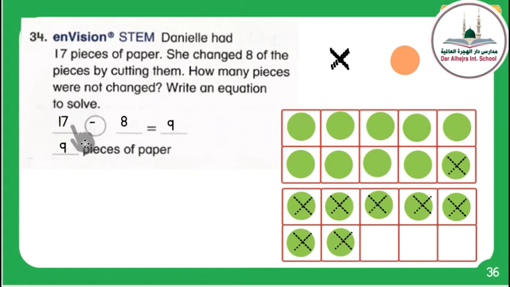So here in all she had 17. Out of them 8 she changed by cutting them. So we can remove 8. You can see I have crossed out 8 of them. And what is left? We have to write the equation here. 17 minus 8 equals, then I can count from here or I can count myself to find the total. The answer is 9. Finally, we are going to write the answer 9 along with the unit we have here. The unit we have used here is pieces of paper.